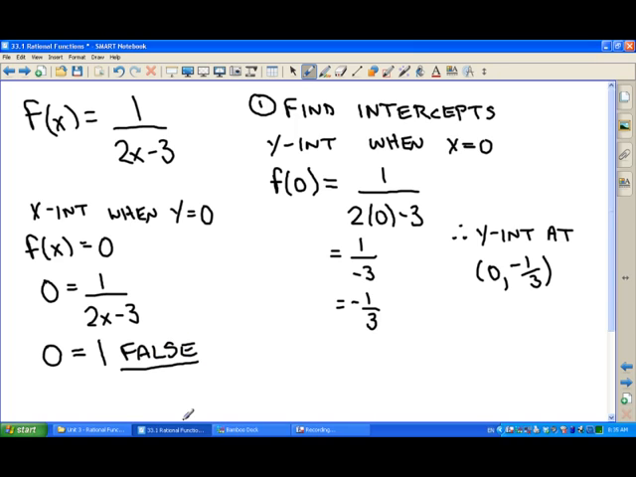So in the context of what we're trying to do, we're trying to find x-intercepts. When we see a statement like this, 0 equals 1, which we know is false, then that means there is no x-intercept. This function never crosses the x-axis.